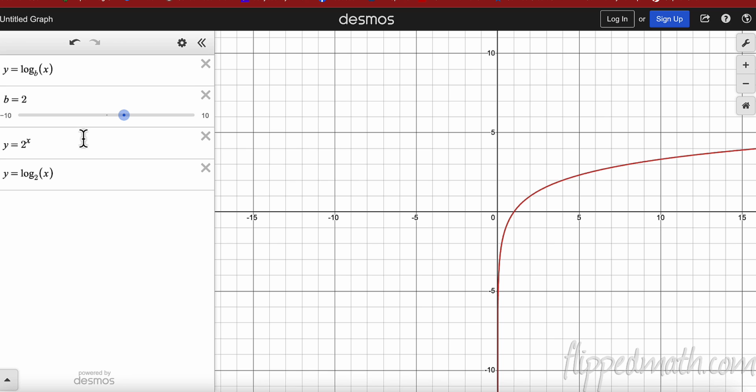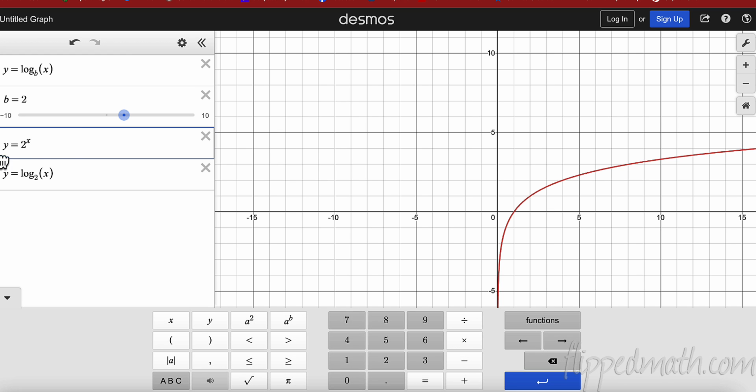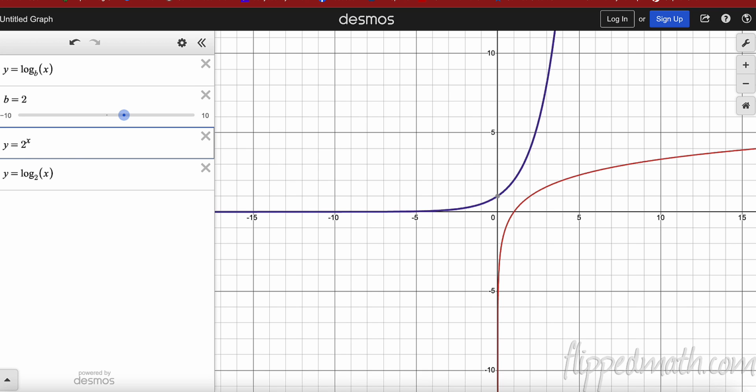Let's compare this with our exponential. So here's an exponential, y equals 2 to the x, and its inverse, log base 2 of x. Our points are the same but opposite, right? The x becomes a y. Okay, now check this out. This might be hard to understand.